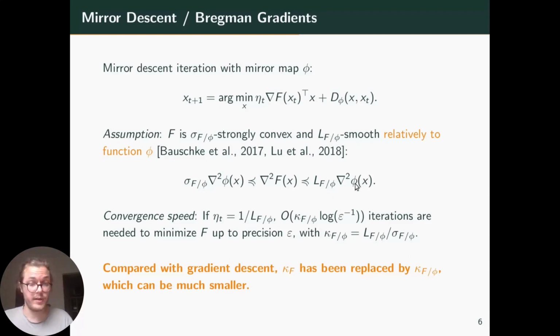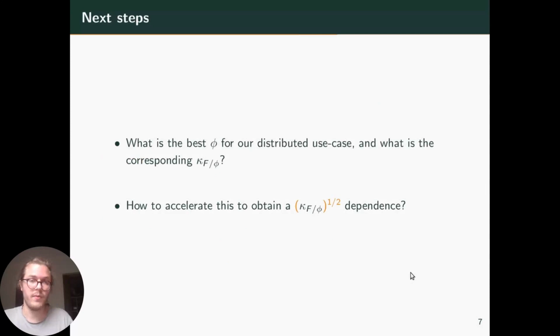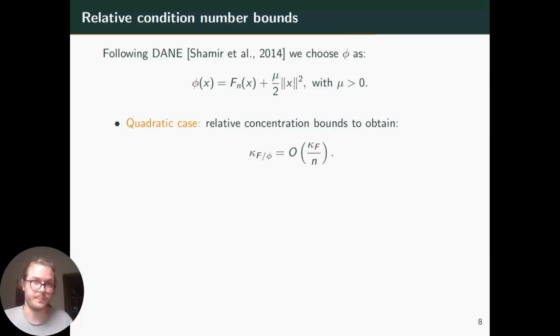So compared to gradient descent, what's interesting is that the kappa f in the bound is replaced by a kappa f of phi. And this is interesting because kappa f of phi can be much smaller. So now the main question that we ask ourselves is what's the best phi for a distributed use case, and what's the corresponding relative condition number? And the second question is how to accelerate this to obtain square root kappa f of phi dependence.